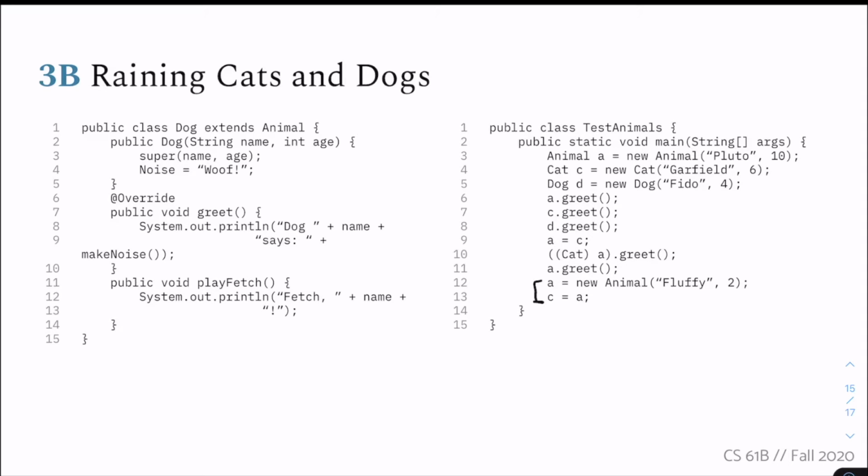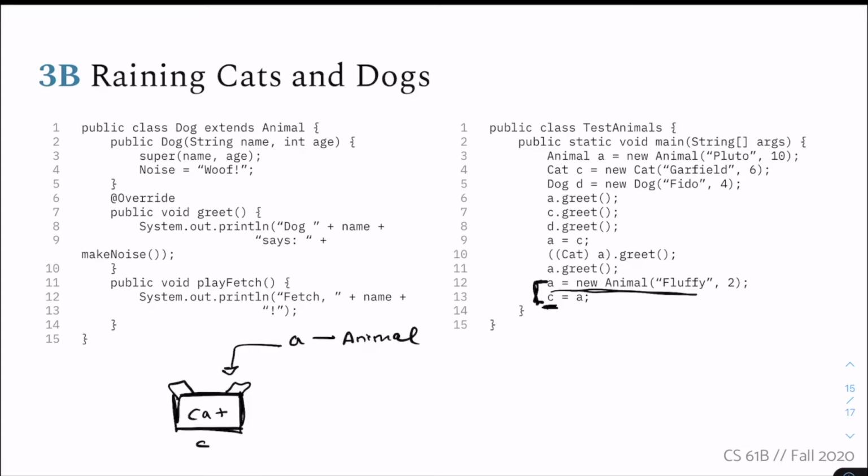So we're adding these two lines. We're adding A equals new animal Fluffy and C equals A. So this will just create a new animal. That's a pretty straightforward thing. But C is a cat variable and A is an animal, right? So we have a box that's C and it holds cats or types of cats. And A is an animal, which is not necessarily a cat. So if we try putting A into the box, we're going to have an error at compile time.